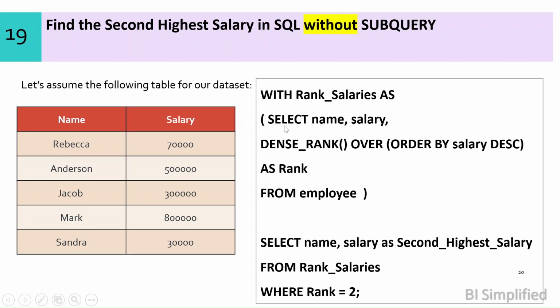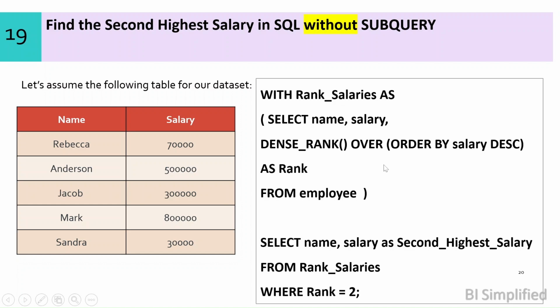So my query is select name comma salary, and we have to leverage the dense rank function to get the rank based on the salary. So dense rank over order by salary descending order, we'll name this field as rank. So basically using dense rank function based on salary in descending order, we'll get the ranks.